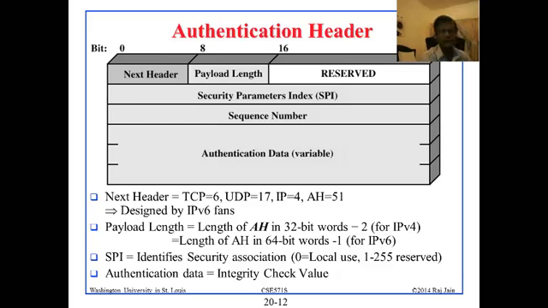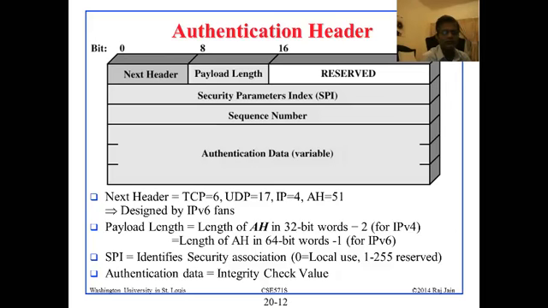Okay, so this is straightforward. Some of the SPI values are reserved. So 1 through 255 are reserved. SPI values are 32 bits long, so they can be quite big values. So 1 to 255 are reserved, and 0 is not used.